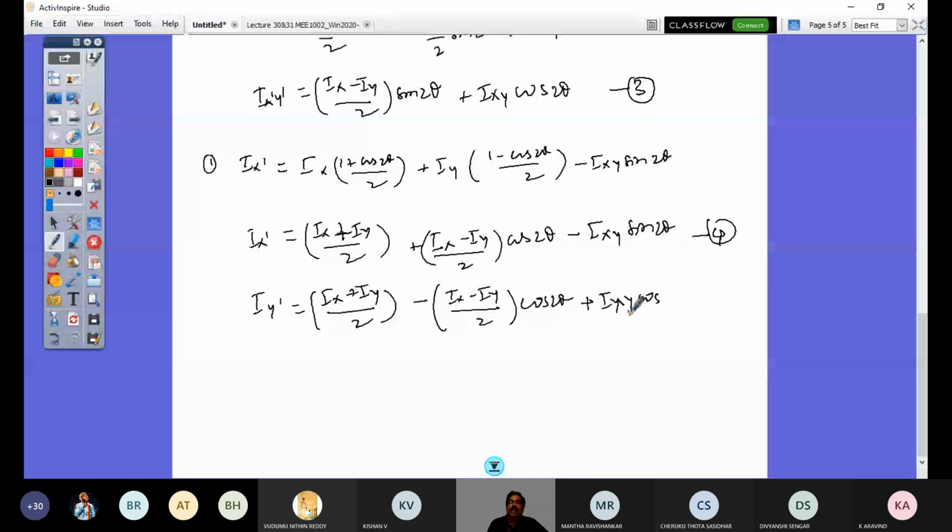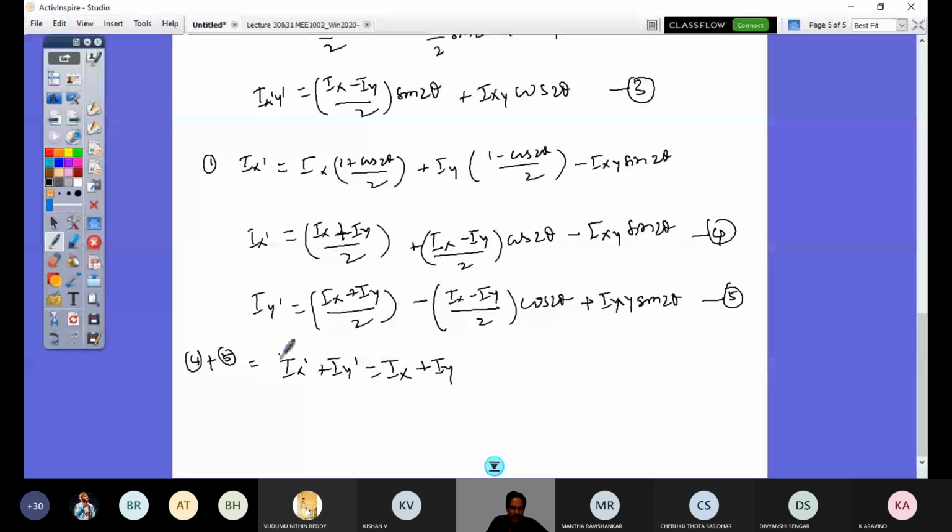So now see that if I add this again, what is it that I would have? This term goes off and this term goes off. I get the proof of Ix dash plus Iy dash equal to Ix plus Iy, right? Adding 4 plus 5, I could again have a proof that the polar moment of inertia does not change, right?